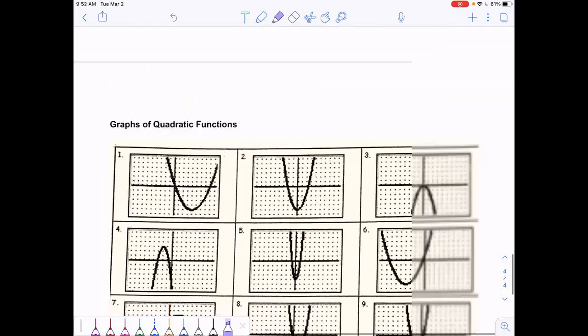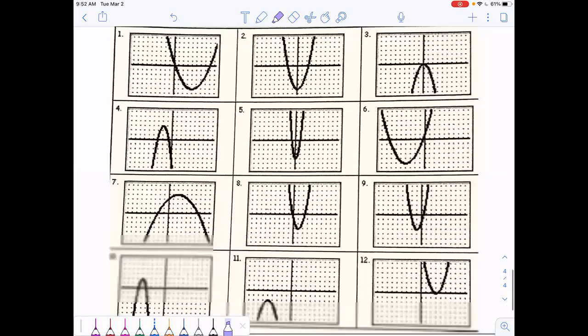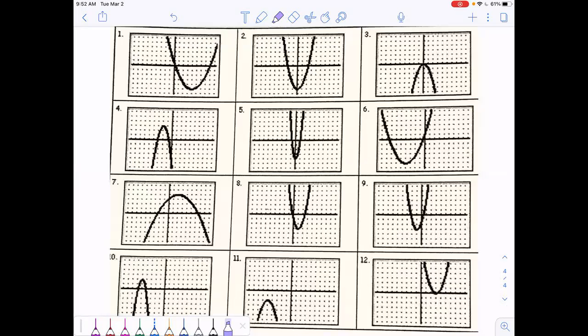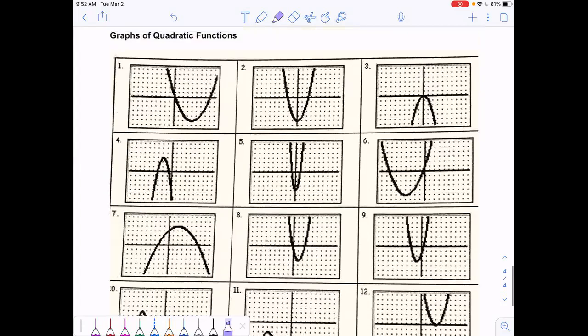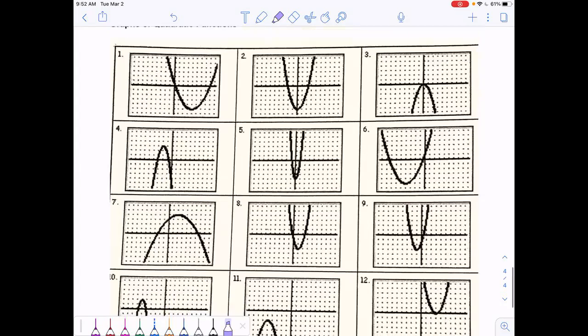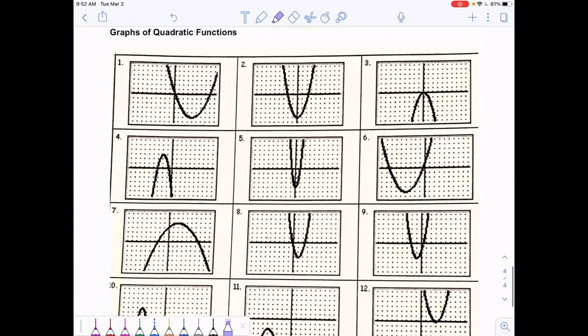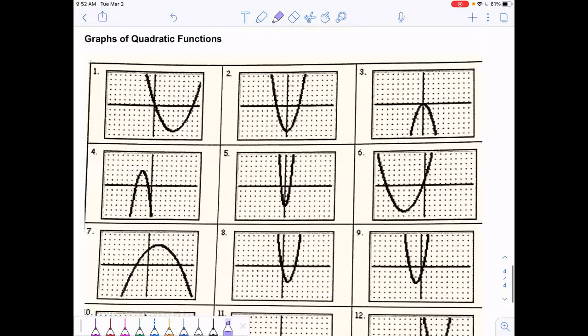And once you scroll down, there are 12 graphs for you. They're labeled 1 through 12, but they aren't in order. So you're going to have to find a graph that has a vertex at 0, -5. Where is 0, -5? Where would that be located on a graph? So if we have a point at 0, -5, where would I typically graph that?